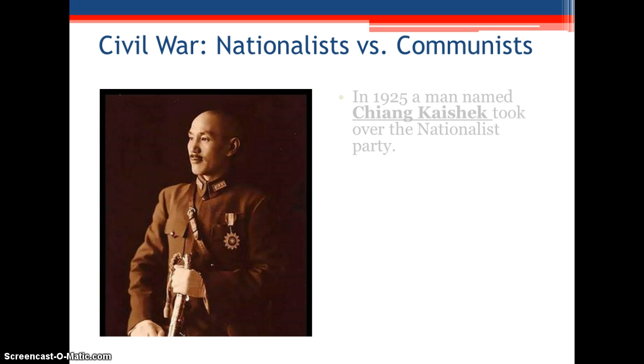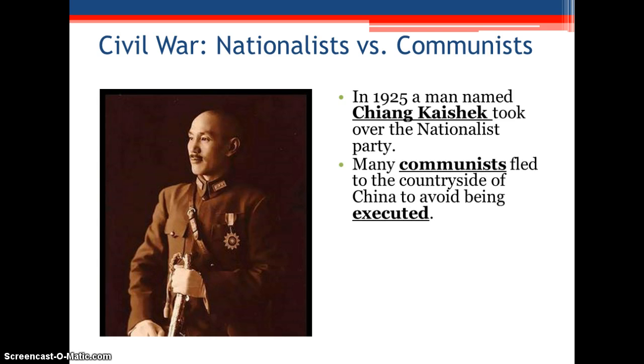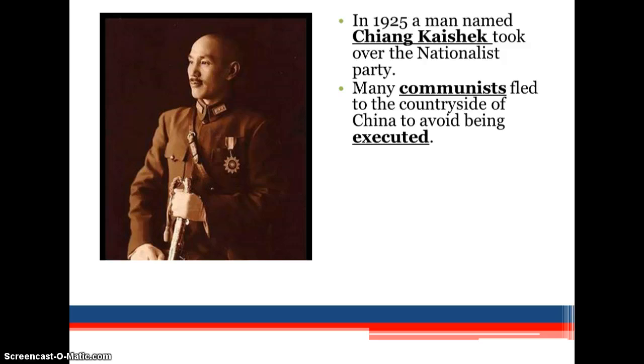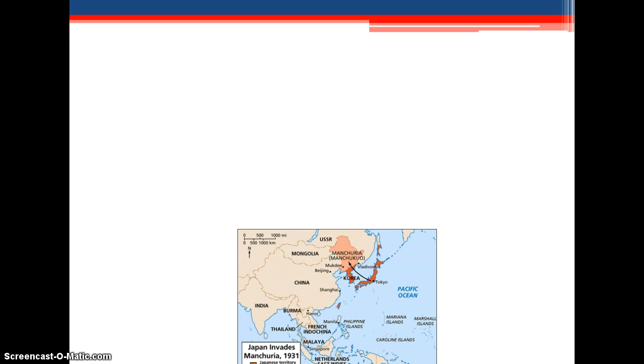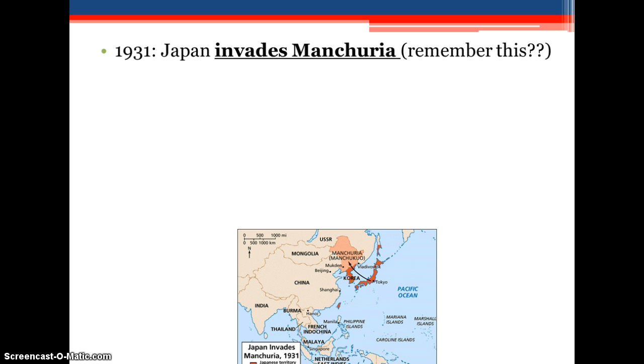However, in the 1920s and 30s, a civil war breaks out between the Nationalists and Communists. In 1925, a man named Chiang Kai-shek took over the Nationalist Party, so he was the leader of China from 1925. He did not like communists very much, and so many communists fled to the countryside of China to avoid being executed. So they kind of hid out in the underground for a while until it was safe to organize themselves as a party.